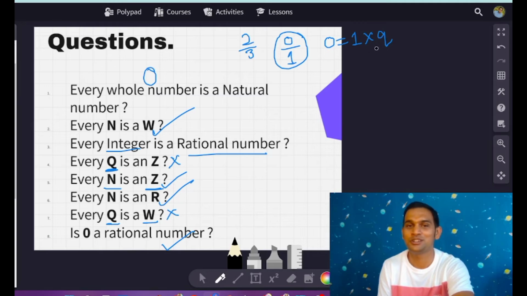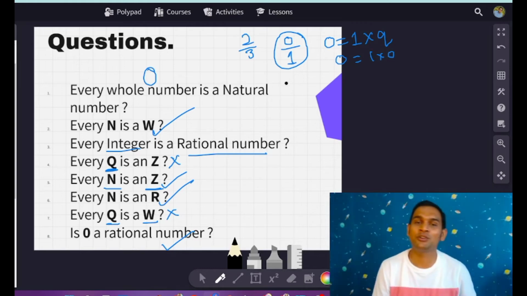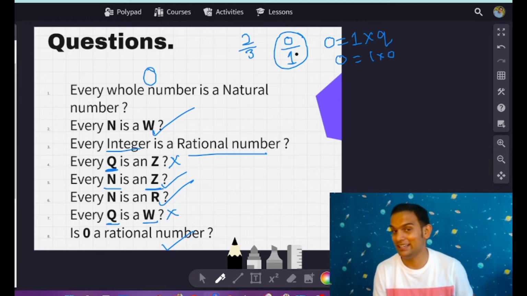Now, what should be the quotient here to make it equal to 0? 0 equals 1 times 0, right? So the quotient is coming out to be 0. Since there is a possibility of the quotient, that is why 0 by 1 makes sense and it is defined as well, right? Let's move to the next things. I hope all the questions in this part are very much clear to you all.